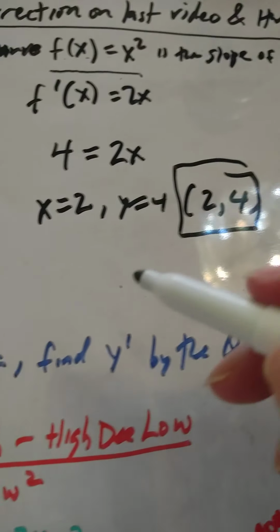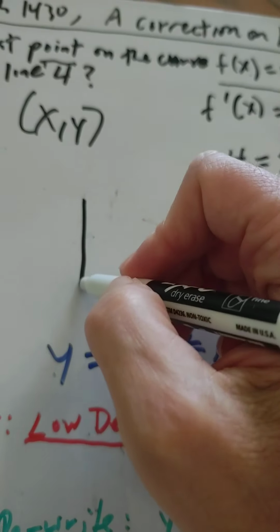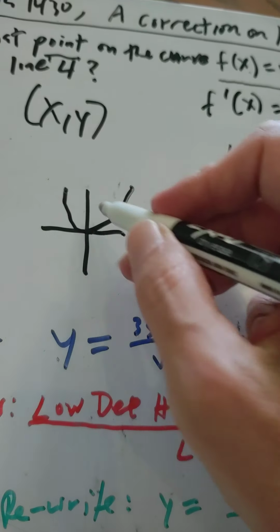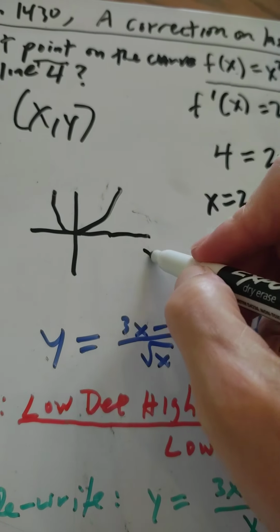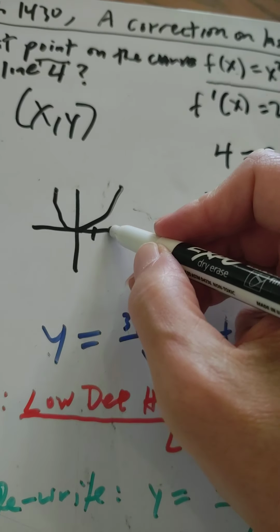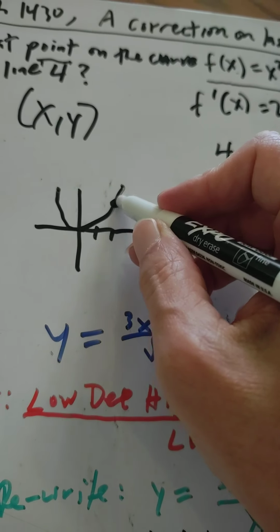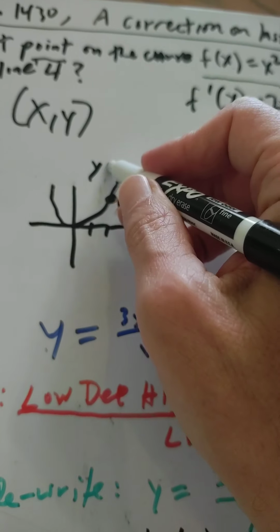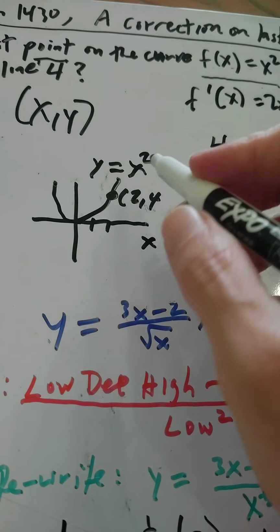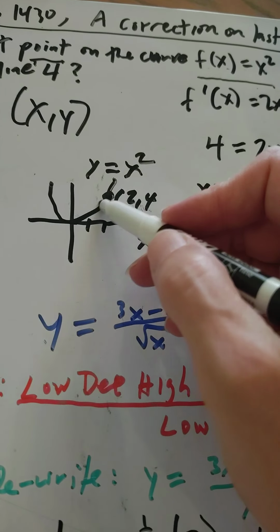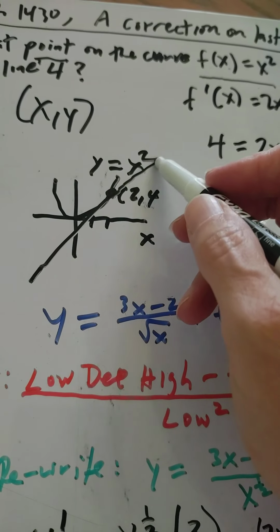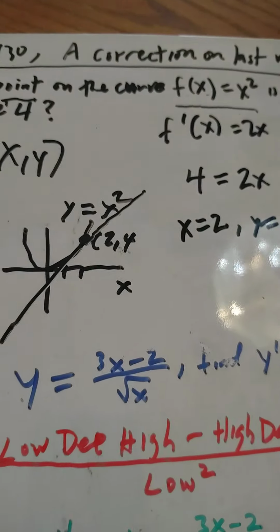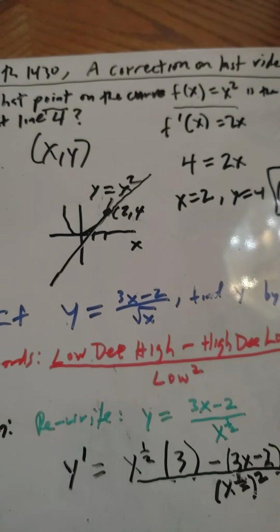Let me draw a picture just to illustrate. Here's the graph of y equals x squared. It's a parabola. And here's my x-axis. So when x is 2, we get this point on the graph, 2 comma 4, because this is the equation y equals x squared. And sure enough, if I draw a tangent line, doesn't the slope of the tangent line look like a positive 4? Hell yeah! Okay, so there it is.